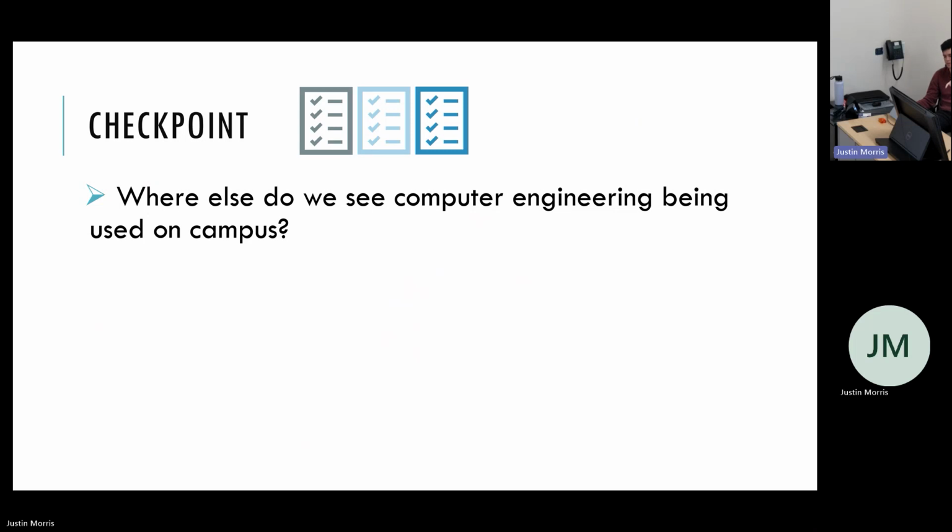And I want you to think about what other projects around campus are involving computer engineering that you've seen. It could be clubs, it could be anything. It's the Poll Everywhere. So answer the Poll Everywhere when you have a project and you are done discussing. The code is 533.